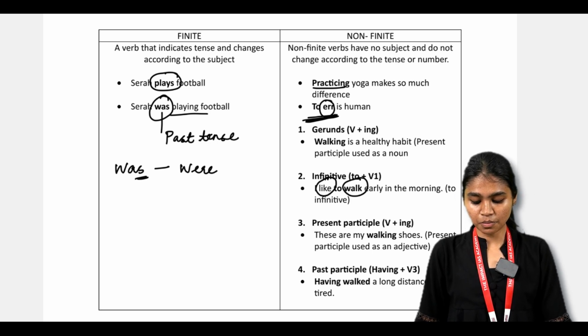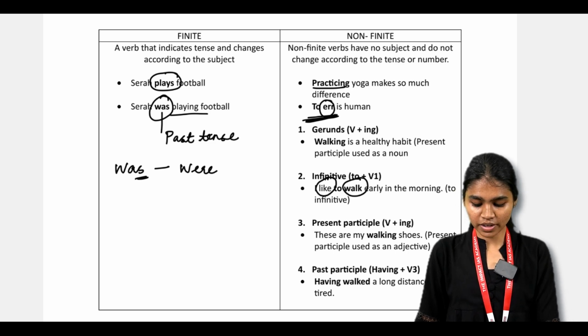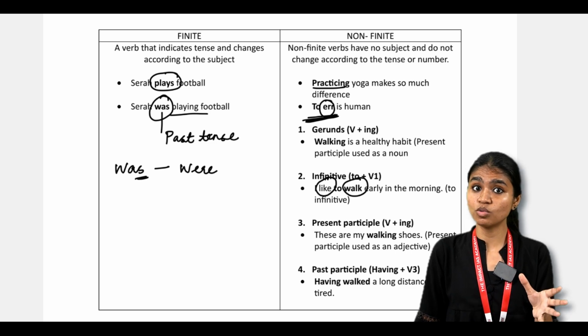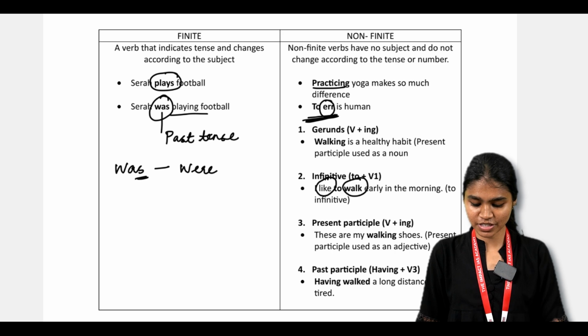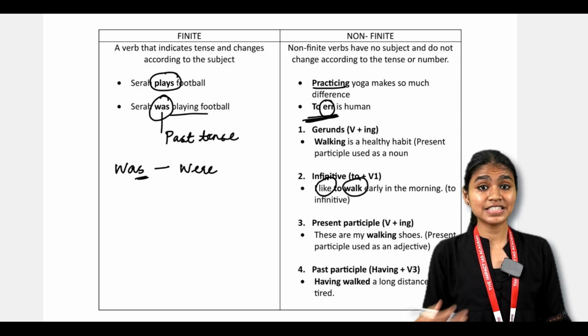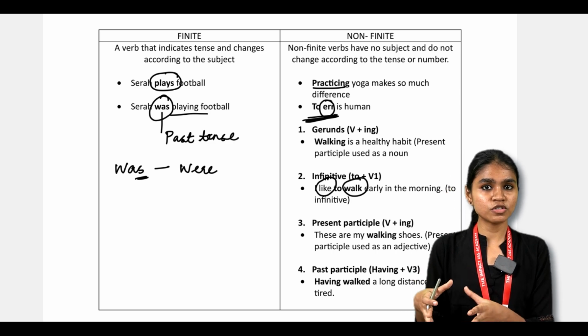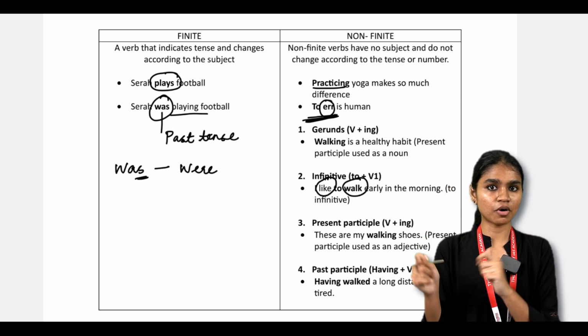Next, the third one. Present participle will be in verb plus ing format. Walking. If you ask what the difference is between this and a gerund, gerunds act as nouns of the sentence, whereas present participles act as adjectives of the sentence. Look at the example. These are my walking shoes. So they are describing the shoes. And for what purpose will I use the shoes? I will use them for walking purposes. So there is a description about the shoes.